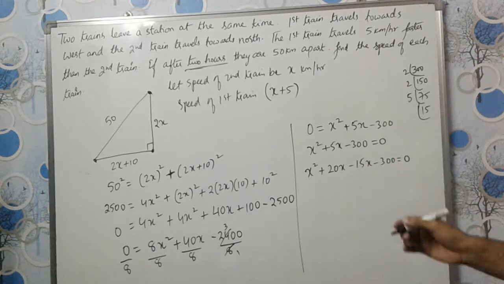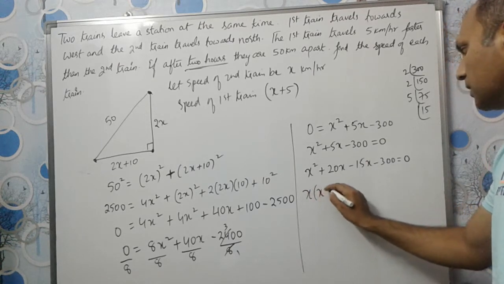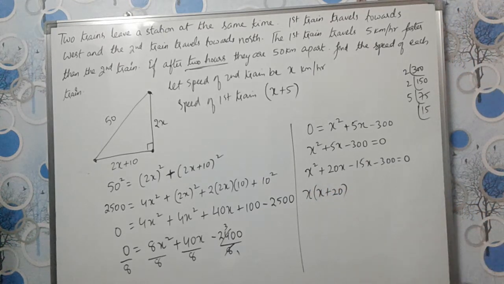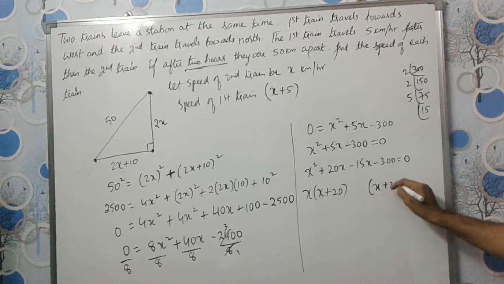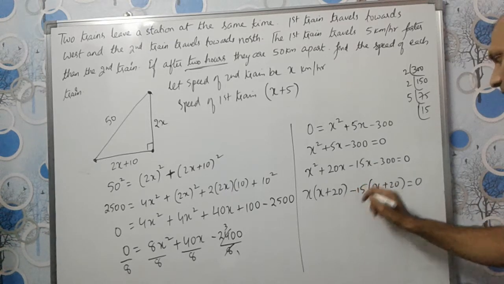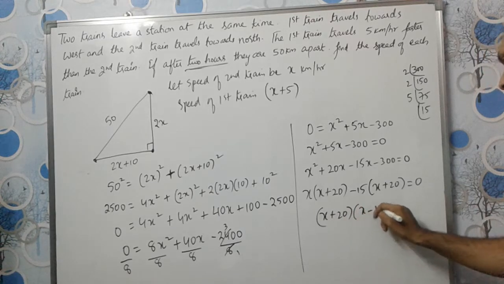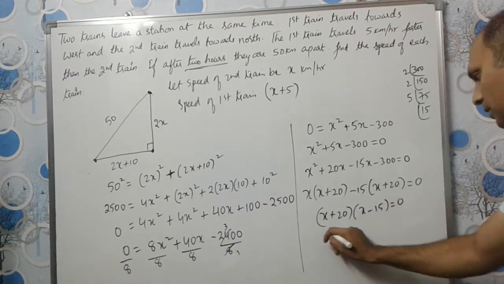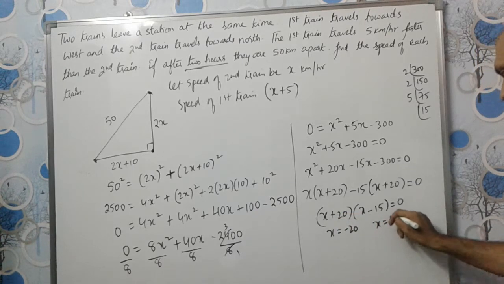Okay, I hope you understood this. Now let us take x common from the two terms. So this will give us x into x plus 20. Outside the brackets minus 15 will come. So this will give us x plus 20 and x minus 15 is equal to 0. So x will be equal to minus 20, right? And x will be equal to plus 15.